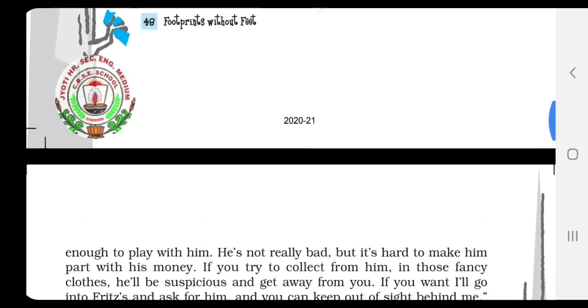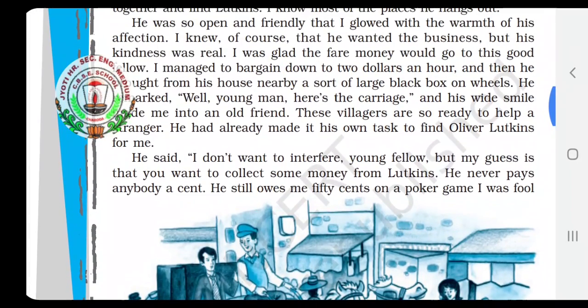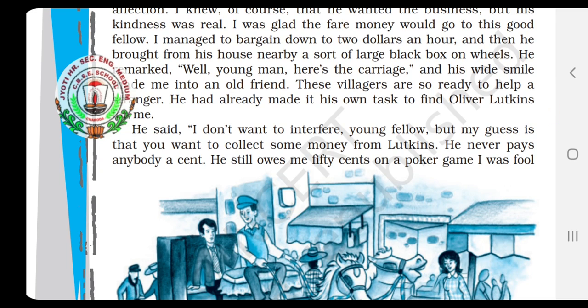So now the hack driver is describing Lutkins. He said that actually, he doesn't want to interfere in your matter, to disturb you for the purpose you came, but he is guessing that you are searching for Lutkins. For what purpose? To collect some money from him. I think that person might have borrowed some money from you, because I know well that he never pays anybody a cent. He doesn't pay even a single rupee to anyone. And he still owes me 50 cents. Means once we had played that poker game of cards, and he owes me, means he is in debt, means he has to pay me 50 cents.